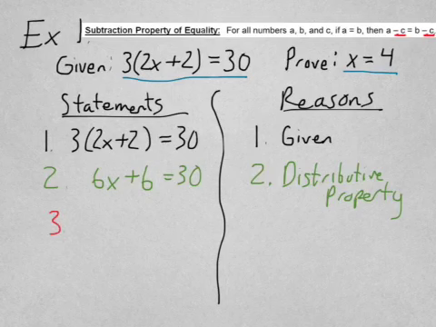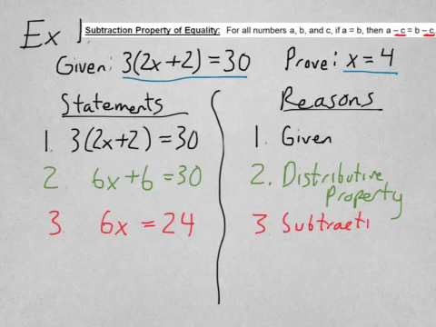Okay, so after we subtract 6 from both sides, we would have 6x equals 24. Okay, and our reason for that is the subtraction property of equality. Notice how I'm abbreviating. Okay, and what is our next step? Well, it would be to divide both sides of the equation by the coefficient of x, that is 6.